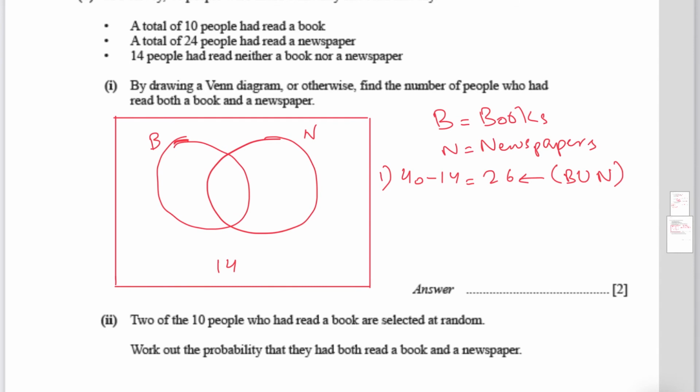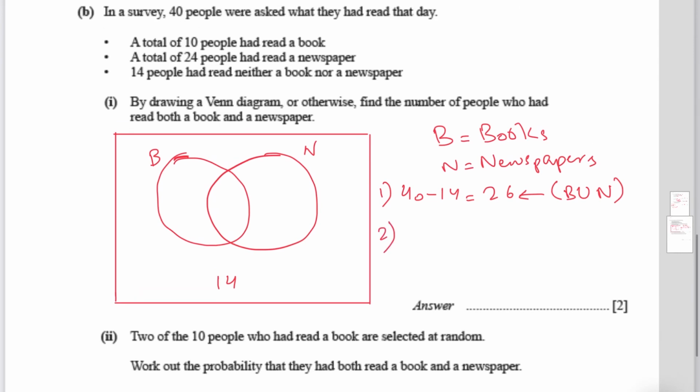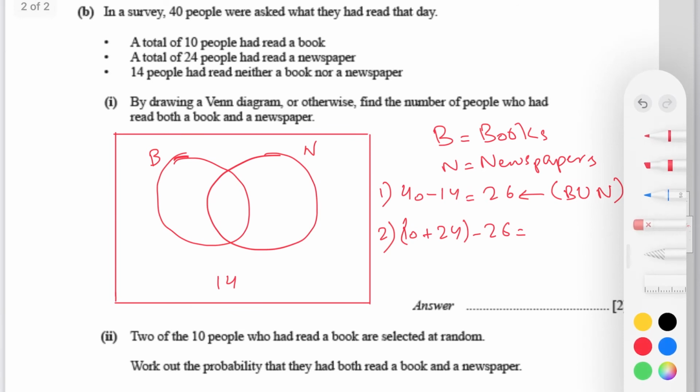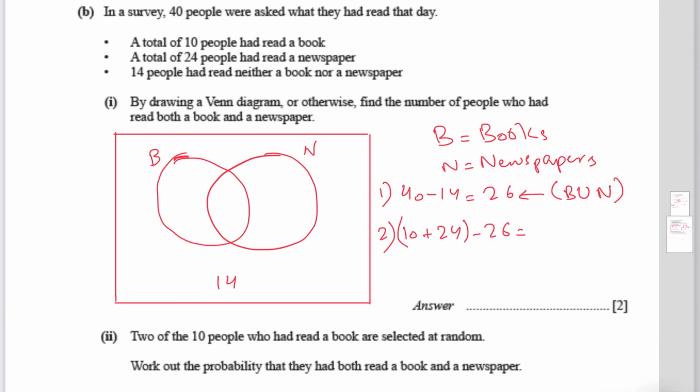Now we have to look at what the intersection between B and N is. The question mentions that 10 people read a book and 24 people read a newspaper, but there are a total of 26 people. So if you subtract 26 from the sum of 10 and 24, which is 34 minus 26, you get 8. This 8 is the intersection between B and N. 8 people read both books and newspapers.